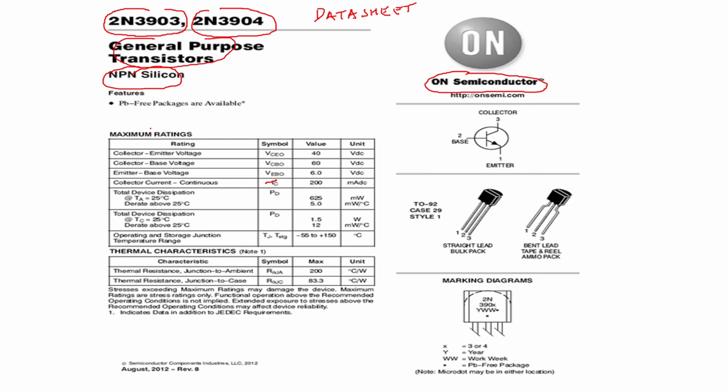Then features, you can see maximum ratings, whatever we have mentioned in the specifications, all those maximum ratings. Here you can see thermal characteristics. Here you can see the casing, how it is done, and the symbols of the straight lead bulk pack and also the bent lead tape and reel pack. You can also have the marking diagrams of the transistor. Everything will be given in the data sheet, which is a manual for the particular device.